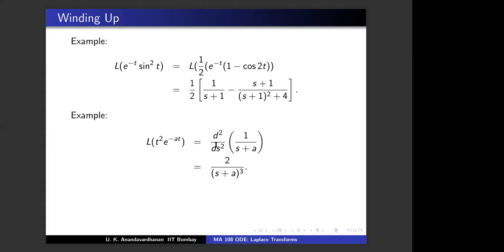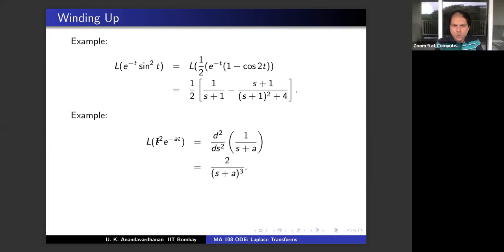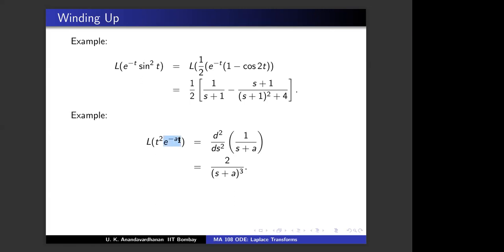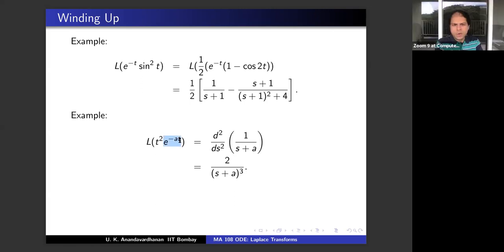What is the other method? The other method is to do L of t square and apply the shift. Applying the shift will be s going to s minus minus a. L of t square is 2 by s cube, and change s to s minus minus a, which is s plus a. So you can do it in various ways. We have so many techniques.